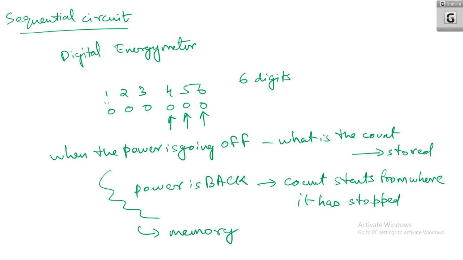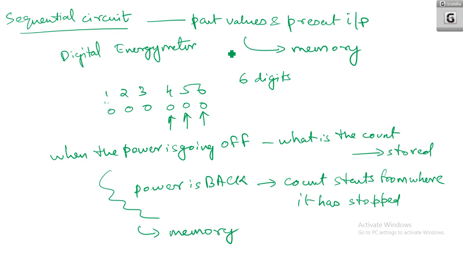So that is a key difference between a sequential circuit and a combinational circuit. A sequential circuit takes care of the past values as well as the present value. It will not take care of the future values. So in a sequential circuit, it takes care of the past values and present input. That means it has memory.